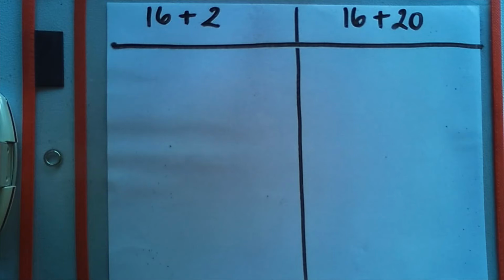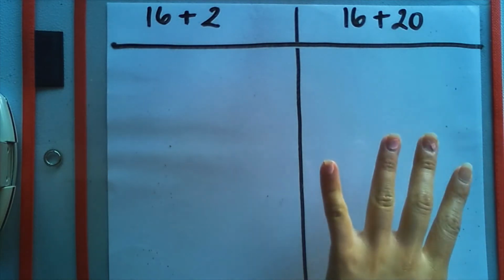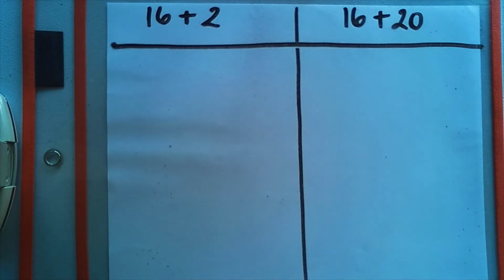All right, friends and families, welcome to the teacher model. Go ahead and take a look at the screen. Today we have two number sentences. We have 16 plus 2, and then we have 16 plus 20. Take a look. I want you to think to yourself, how are they similar? How are they different?